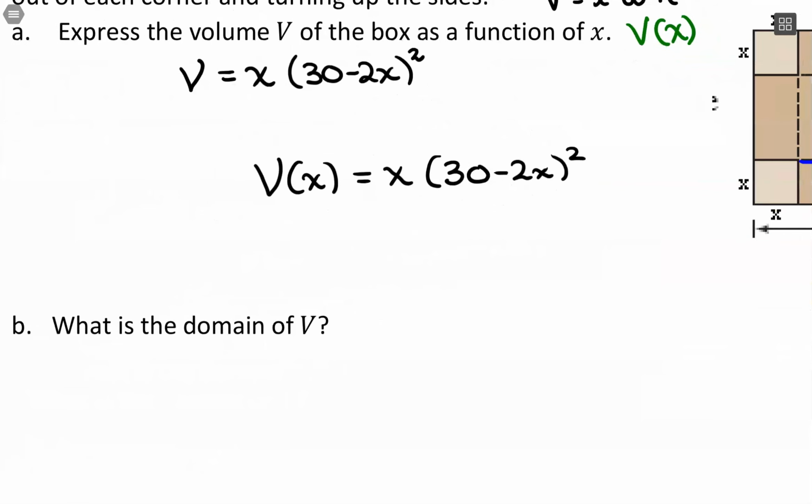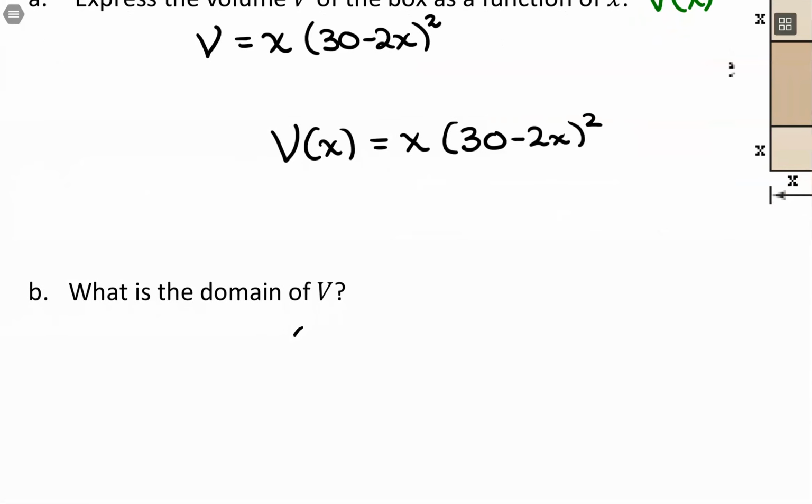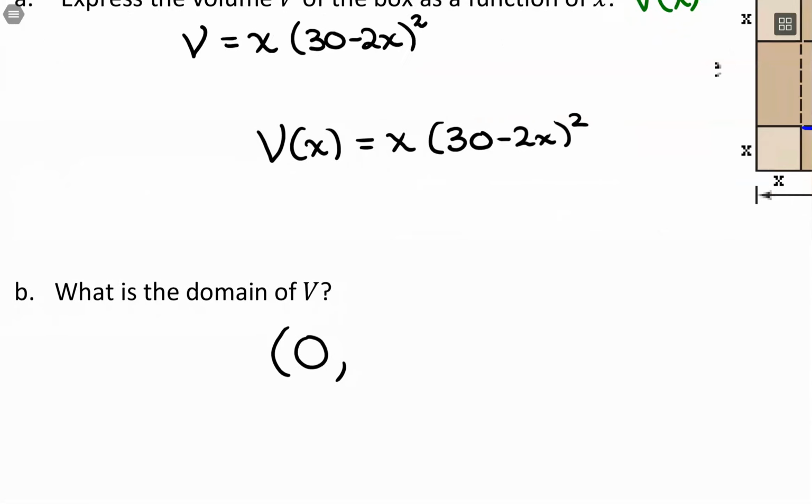What's the domain? So how are we going to limit x? So what we could think about is visually, what values could we have here for x? The smallest, and in fact we wouldn't want to include this value, would be 0. If we had 0 there, then this just becomes a flat piece of paper and we can't build it up into a box. But the idea is as soon as we have a little bit more than 0, then we can start folding the sides. So with that, we're going to start at 0, but not include 0 for x.